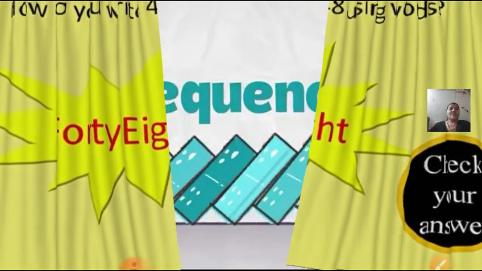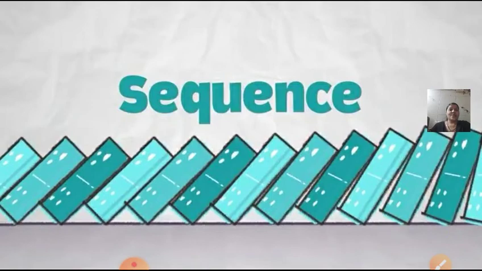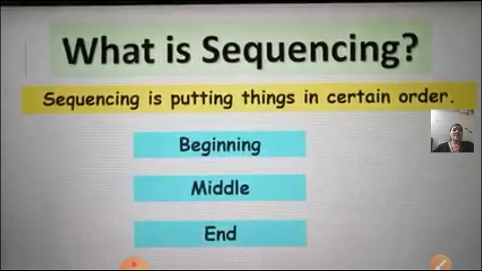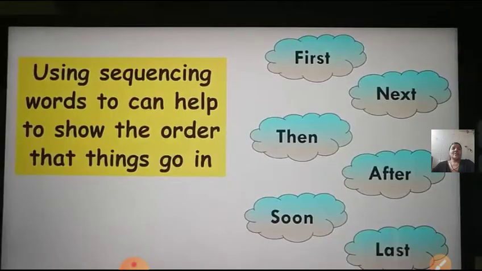Now we will learn more about sequence. Children, do you know what is sequence? What is sequencing? Sequencing is putting things in certain order, like beginning, middle, end. Okay children? So, for example, sequence is the order of the events. Just see here, using sequencing, words too can help to show the order that things go in.